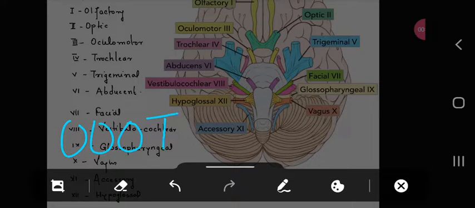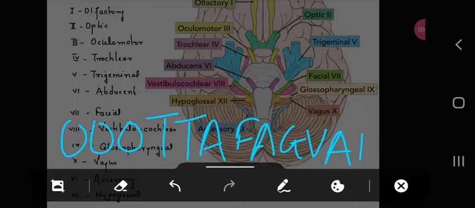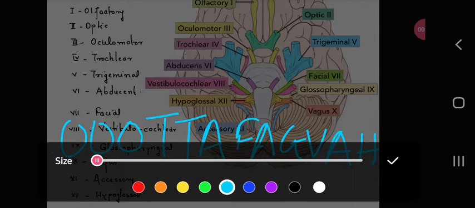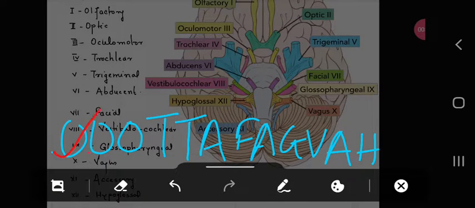So, olfactory, optic, oculomotor, trochlear, trigeminal, abducens, facial, and this is auditory, glossopharyngeal, vagus, accessory, and hypoglossal.